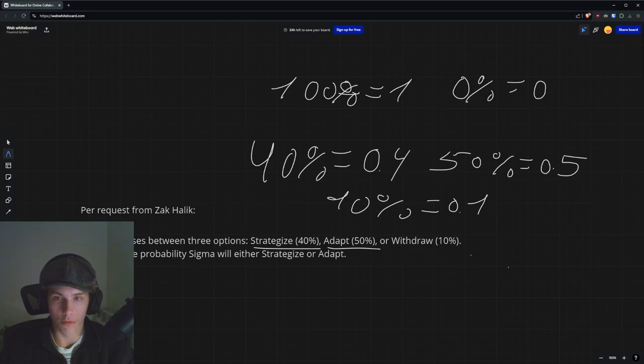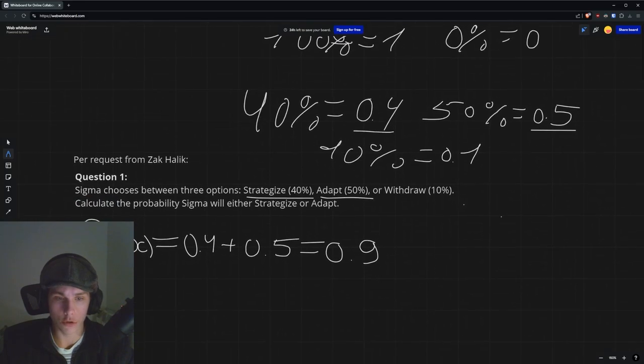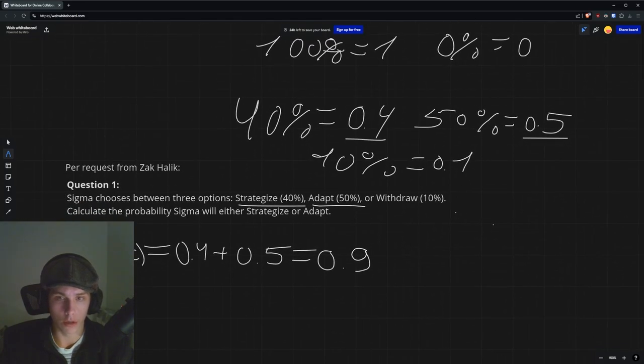So strategize is 0.4 and adapt is 0.5. That means that the probability of X equals strategize plus adapt. So in total, strategize plus adapt is 0.4 plus 0.5 equals 0.9. As simple as that. An alternative solution would be, as we know, the probability of withdrawal is 0.1.